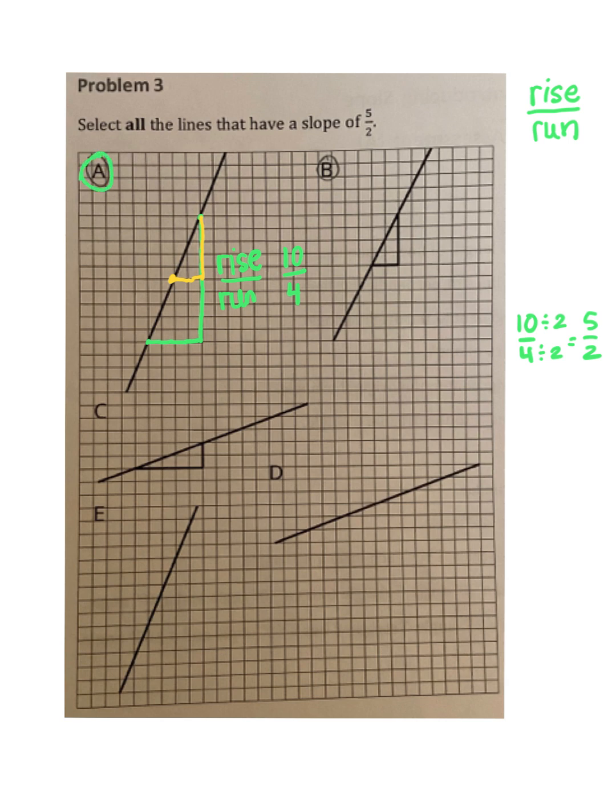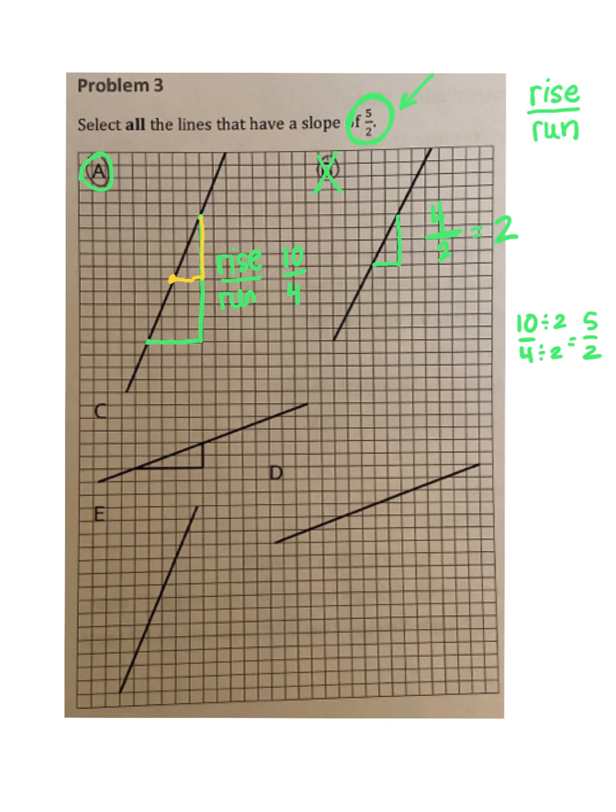Now let's check out B. We're going to do the exact same thing. We're going to count the rise. 1, 2, 3, 4, that's the numerator. And the run, 1, 2, denominator. 4/2 means 4 divided by 2, which is 2. And 2 is not the same as 5/2, because remember, this is our goal. This is what we're trying to find. So it can't be B.